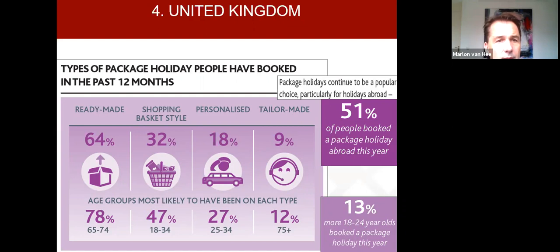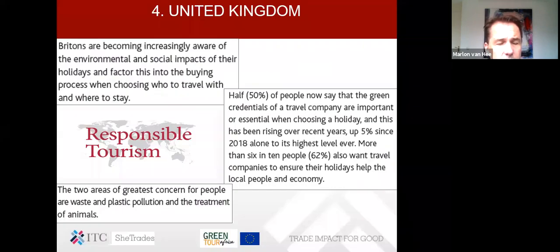So again, I already mentioned responsible tourism is a movement that is really getting strong in the UK. So Britons are increasingly aware of the environmental and social impacts of their holidays. What else do we see here? Two areas of greatest concern for people are waste and plastic pollution and treatment of animals. Again, the animal welfare movement. Half of people now say the green credentials of a travel company are important or essential when choosing a holiday. And this has been rising over recent years, up 5% since 2018 alone, to its highest level ever.